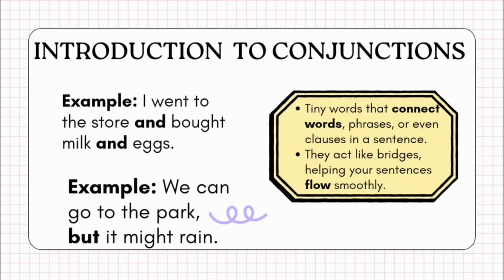Another example: we can go to the park, but it might rain. We can go to the park and it might rain are two different sentences, but I can join them together with the conjunction but. So we will have, we can go to the park, but it might rain, as a cohesive sentence joined together by a conjunction.